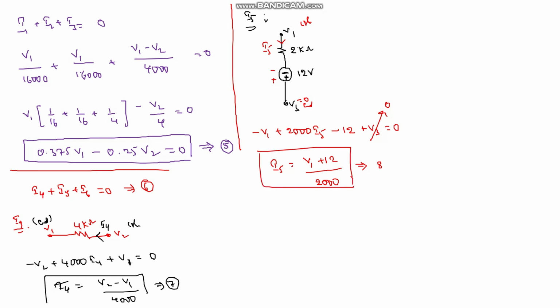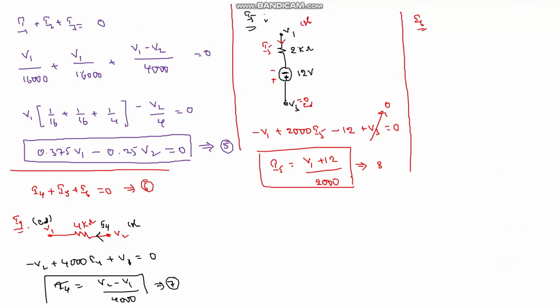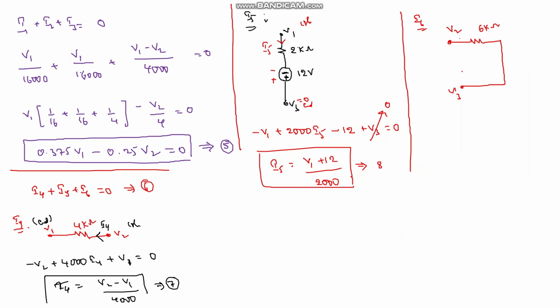And one more expression for I6. Here I6 is nothing but the current flowing from V2 to V3 through a 6 kilo ohm resistance. Just read that circuit as it is: a 6 kilo ohm resistance, this is V2 and this is V3. My assumed current direction is like this. This is my current direction I6.